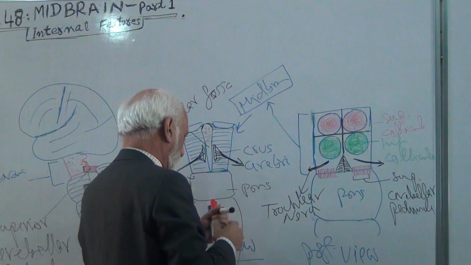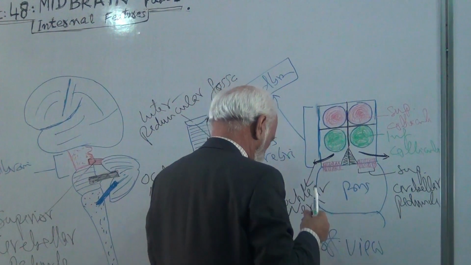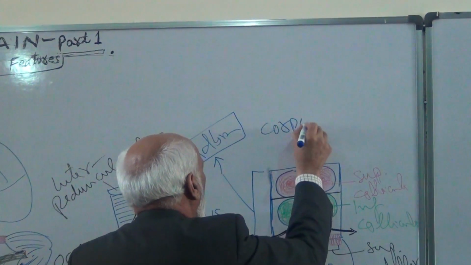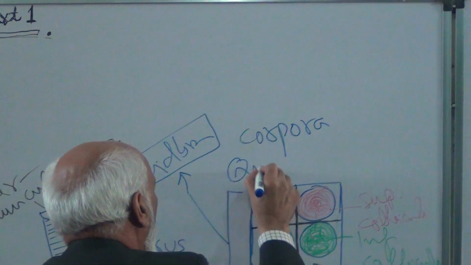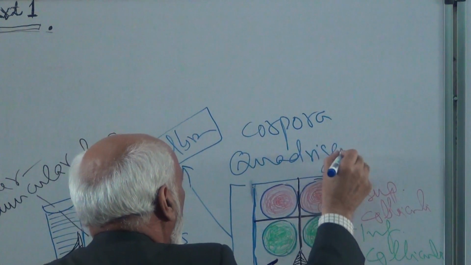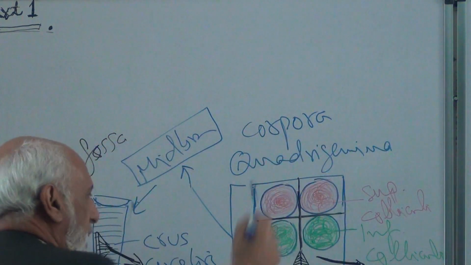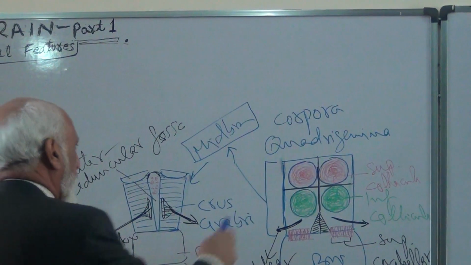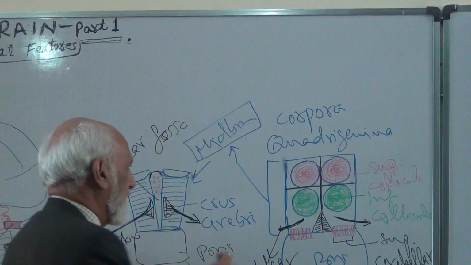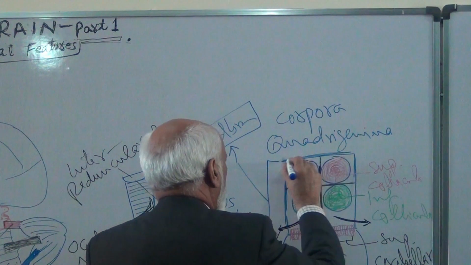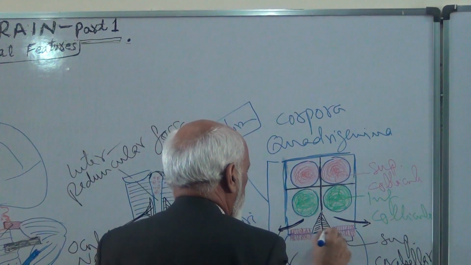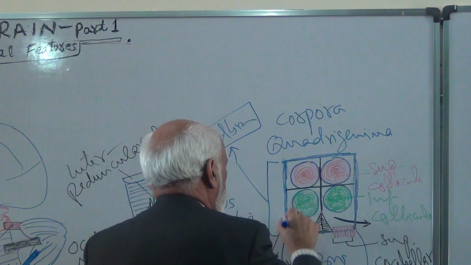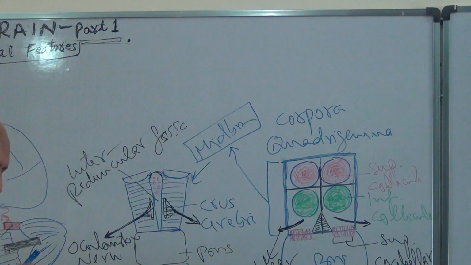These four colliculi are collectively known as the corpora quadrigemina. Corpus derived from body, four bodies, so corpora, quadri means four. Four elevations on the posterior surface of the midbrain. So these were external features of the posterior surface of the midbrain.